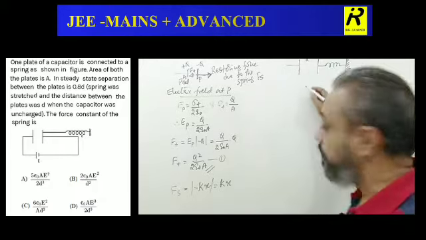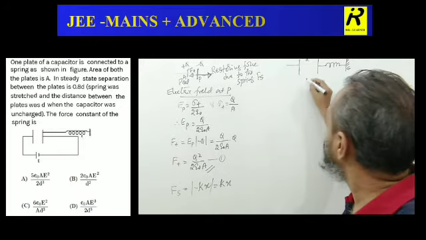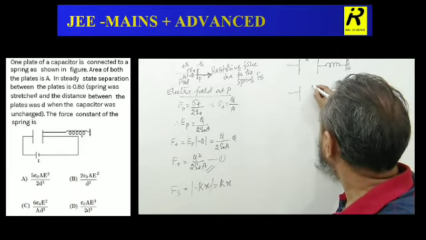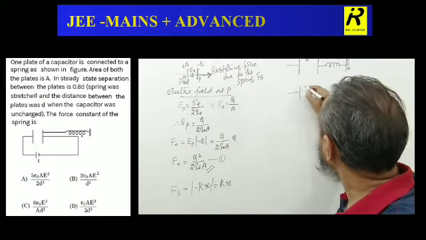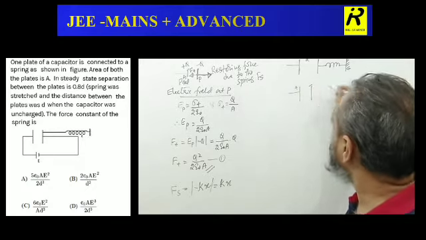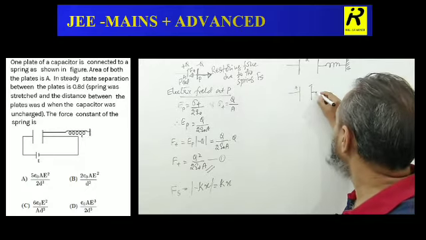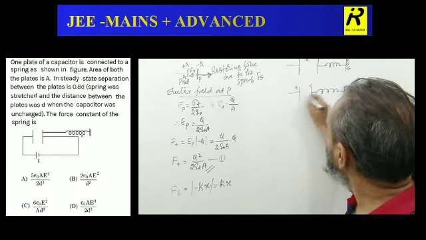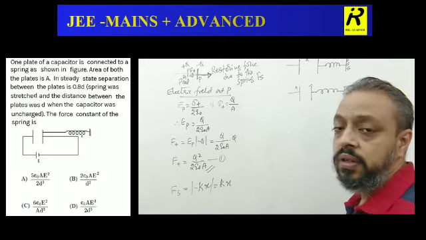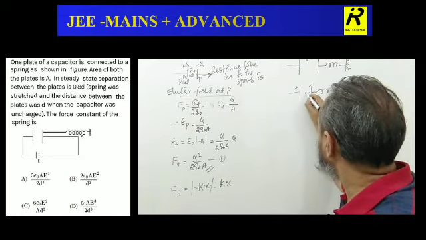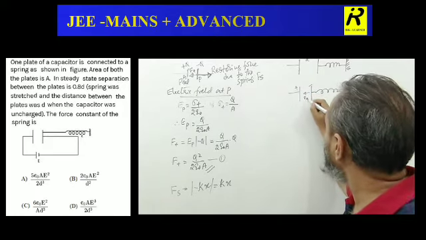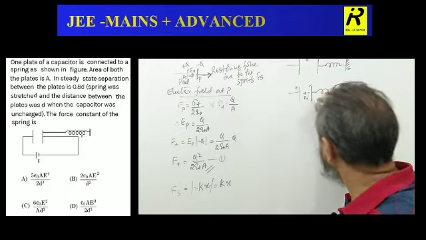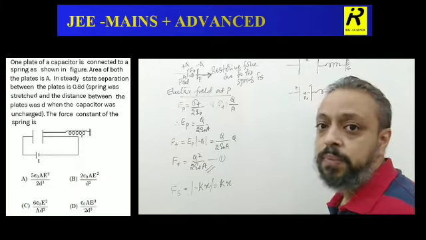When the capacitor is completely charged, what happens? The negative plate, this is the positive plate and this is the negative plate, that plate will simply drift towards this positive plate. This is because there is a kind of attraction F plus, what I said here. So that will drag this plate towards the plus plate.